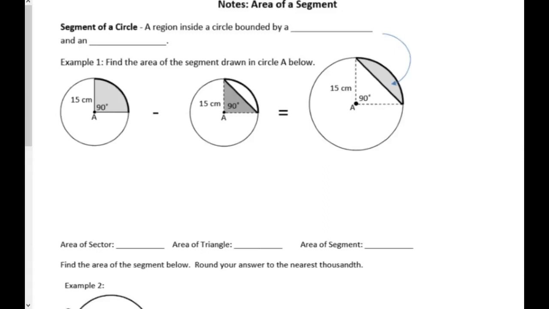So what is a segment of a circle? Not a segment of a line. What's a segment of a circle? It says a region inside a circle bounded by a sector and a right triangle. The ones we're going to do are right triangles, okay? So basically you take a sector, 1/4 of a circle, okay? And then you take the right triangle, and we're going to end up subtracting them. And what's left over is this little thing right here.